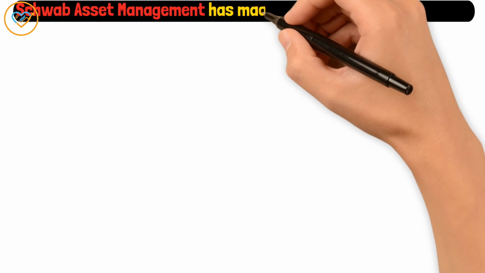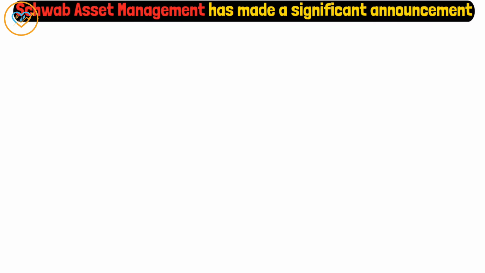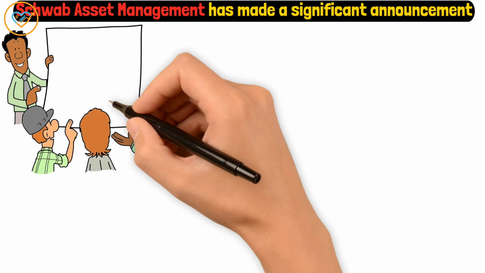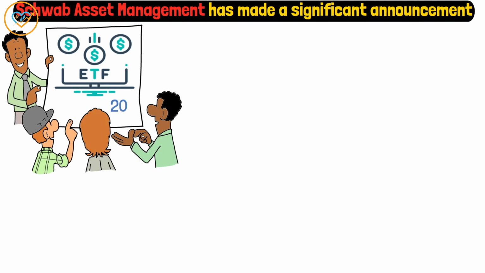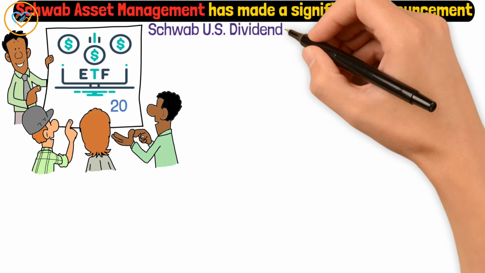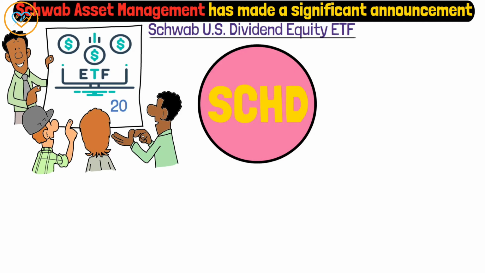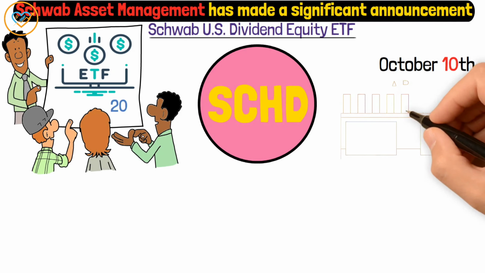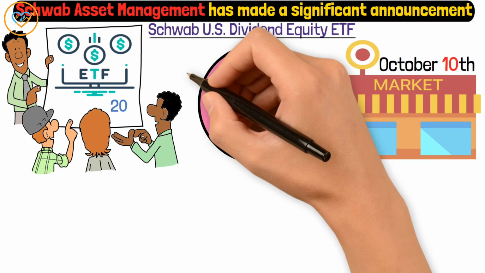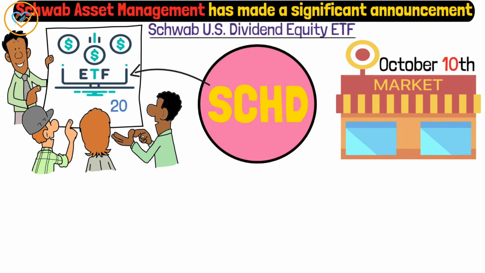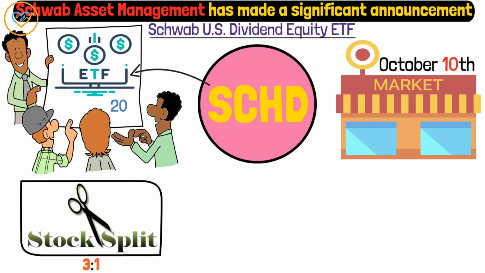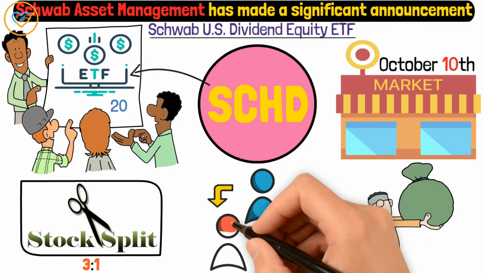Schwab Asset Management has made a significant announcement. They're planning share splits of 20 of their ETFs, including the very popular Schwab US Dividend Equity ETF, also known as SCHD. These share splits are expected to happen on October 10th, right at the close of the market. And SCHD is one of the ETFs that will be affected by a 3:1 stock split, meaning for every one share, investors will soon hold 3 shares.